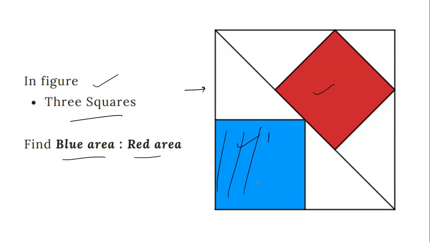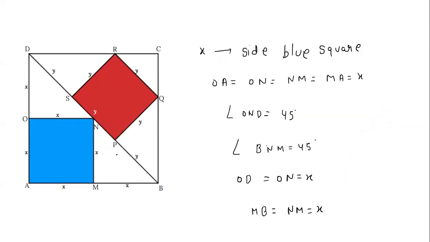So blue square area is this and red square area is this. We have to find the ratio of both of them. So you see this figure. Let's assume x be the side of the blue square, which is this. So this will be x, this will be x, this will be x, this will be x, because in the square all sides are equal.